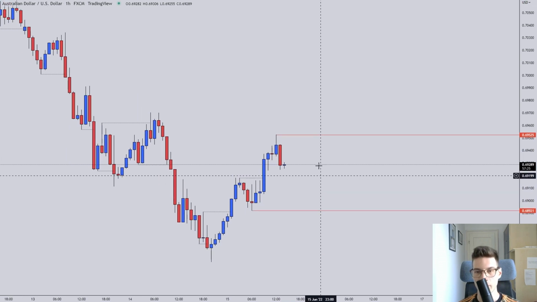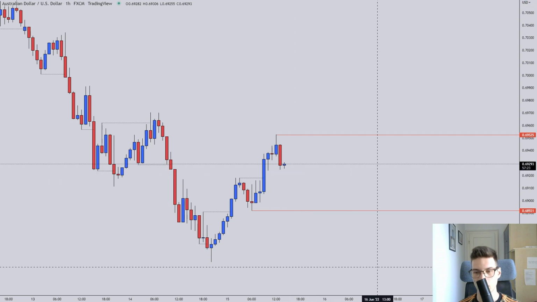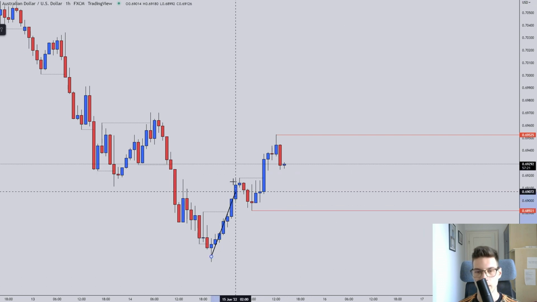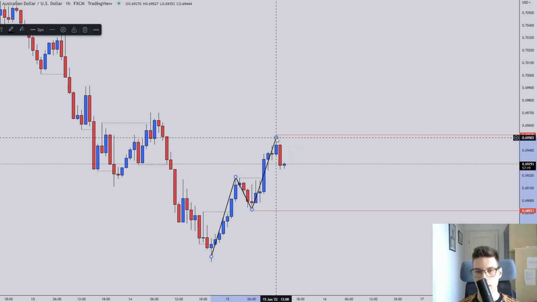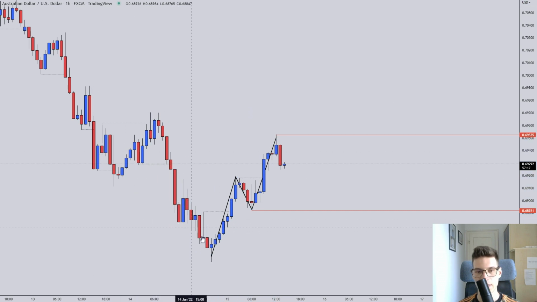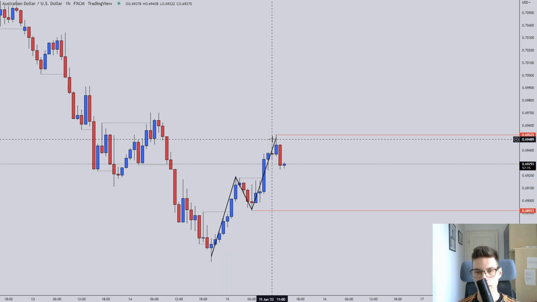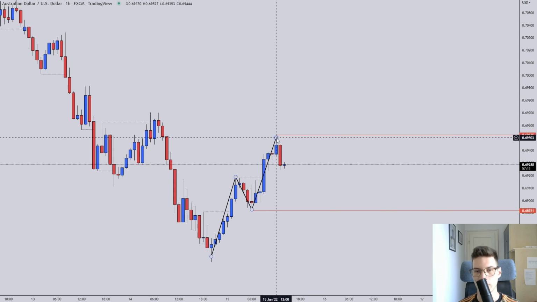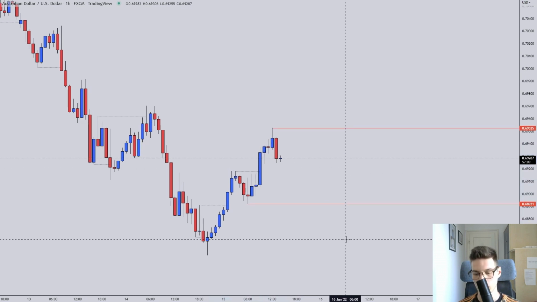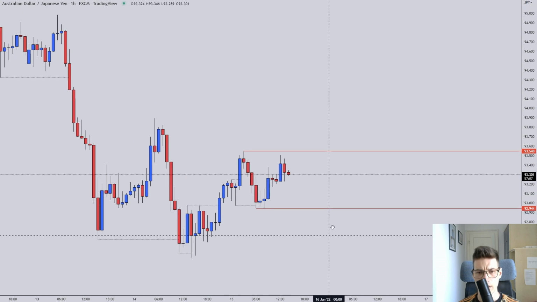So currently, I'm being a bit more patient. My order is not on, but we are trending up from a descending structure. So we've got this descending. We started a trend to the upside, so that does look good, and I am looking to buy on this uptrend. Now for the Aussie and the Japanese yen.